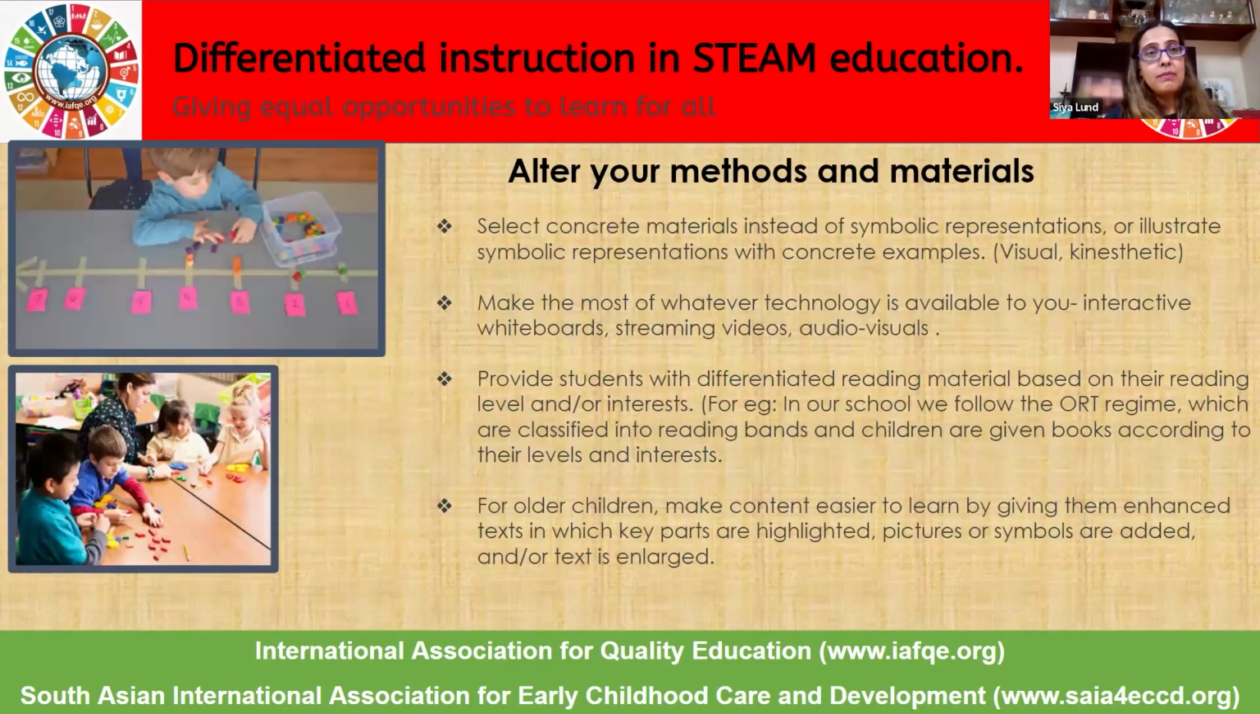So here you can see how we can alter some methods and materials. Like in the previous slide, especially in math, we can select concrete materials instead of symbolic representations. For them to think of what is one, a picture of one: I don't know what one stands for. I know what it looks like, but I don't know what it stands for. What is the value of one? So how do I learn the value? And if I show a picture of a ball and I say, okay, this is one ball, how do I then relate it to real life?